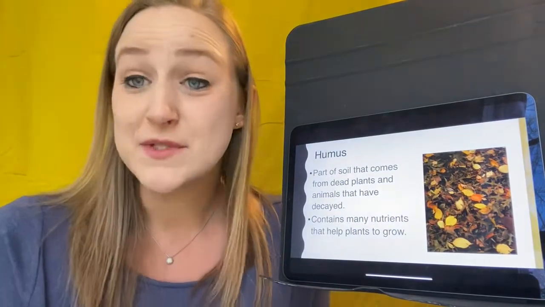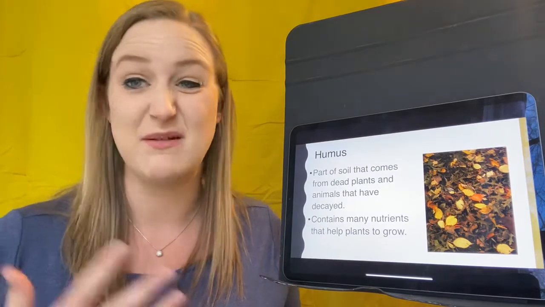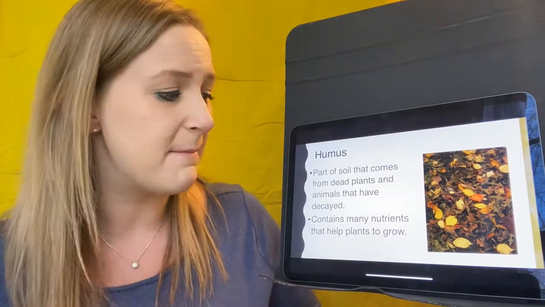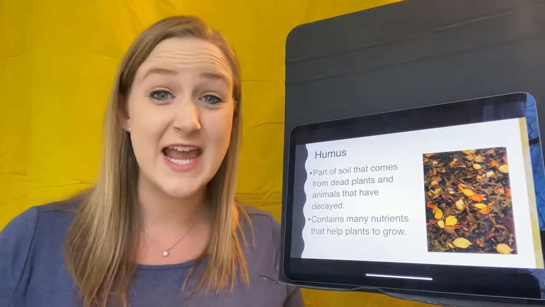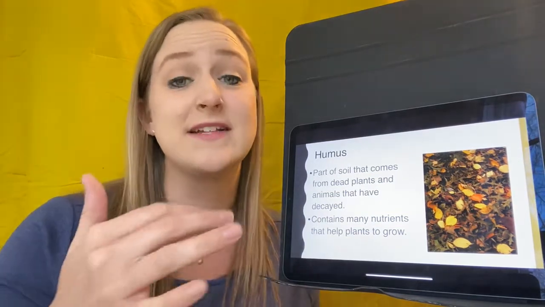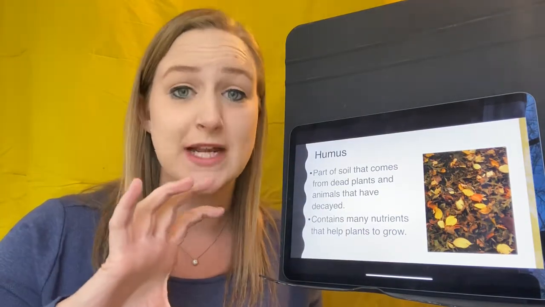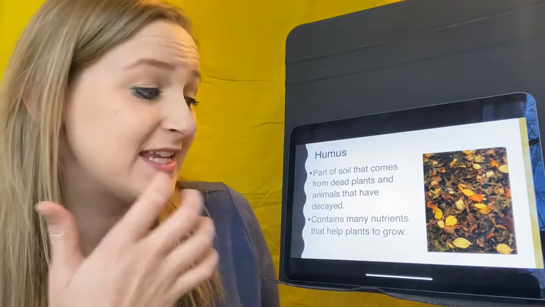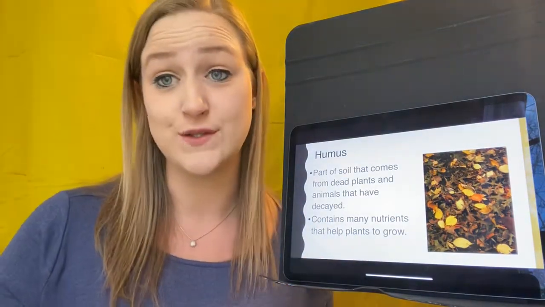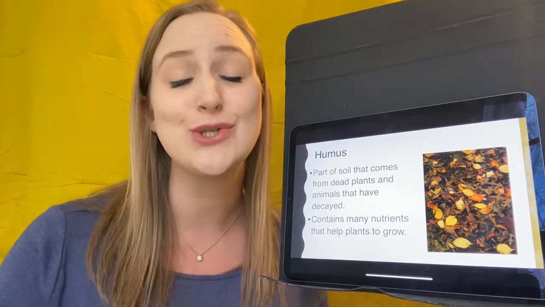Another one we talked about was humus. We talked about humus yesterday and how it's a main part of soil. It comes from dead plants and animals that have decayed. Remember we talked about how decay means that the animals or plants that died start to break down, decompose, and their nutrients go into the soil, into this humus. And it contains many of the nutrients that help plants to grow. And remember, nutrients are what plants and animals need to survive.